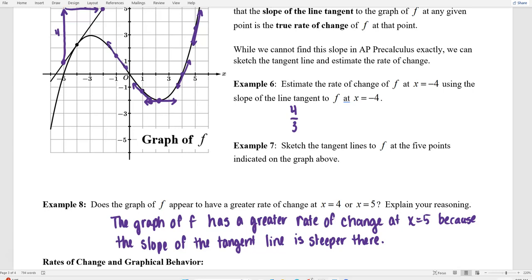So like here, I could have said, it has a greater rate of change. But I don't mean it. I mean the graph of f, right? The graph of f has a greater rate of change. Or I could say, it is steeper. Don't say it is steeper. The slope of the tangent line is steeper.